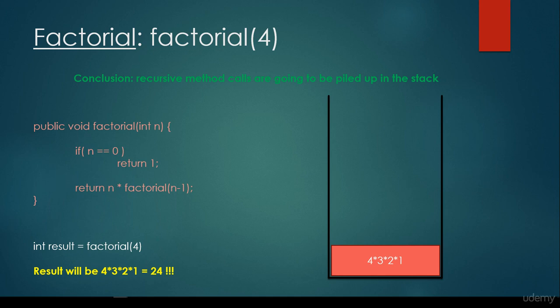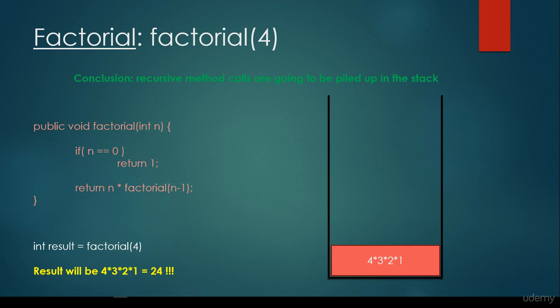So the conclusion is that recursive method calls are going to be piled up in the stack. If the size of the stack is not that great, and for example the depth of the recursion is huge, then we usually get a stack overflow. That's why, for example, calculating the factorial of 1,000,000 is not going to work fine, because we are not able to pile up as many function calls in the stack as we would need to calculate the factorial of a huge value. I think it is pretty interesting to see how recursive method calls work in practice, and what it has to do with the call stack.